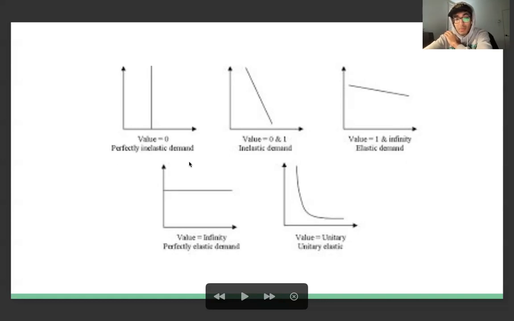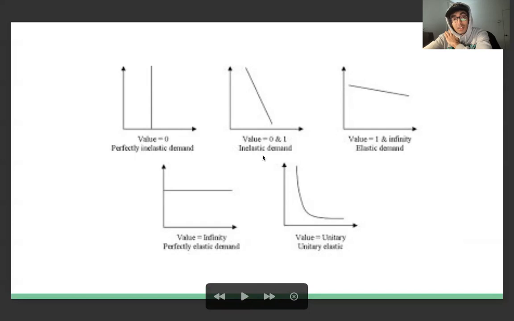The exact opposite to that is perfectly elastic demand, which is even if there's no change in price, the change in demand is infinity, just because here you would have the denominator as zero, which would make the result infinity. These two are just theoretical concepts. We don't see this in real life.